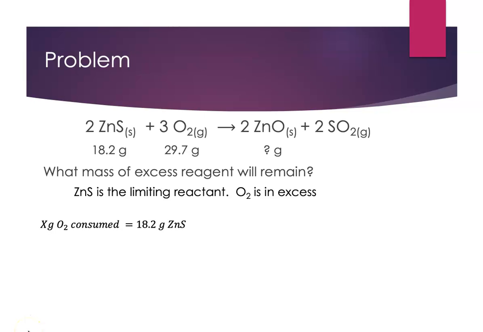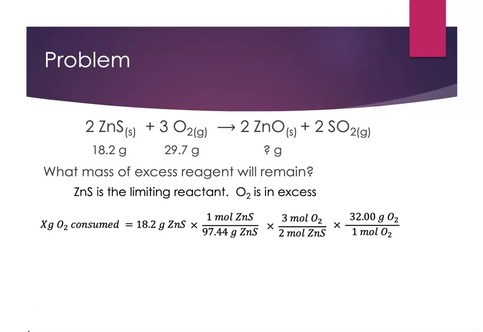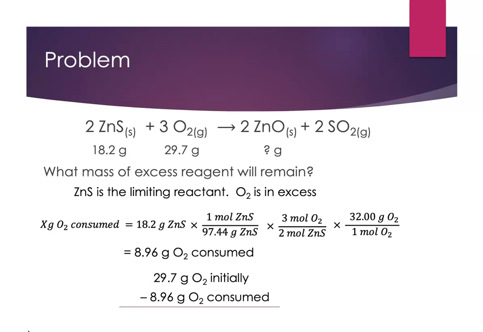So I'm going to convert my grams of zinc sulfide to moles. I'll use my mole to mole ratio to find moles of oxygen, and then I'll multiply by the molar mass of oxygen, and I get a mass of 8.96 grams of oxygen that were consumed. I started, though, with 29.7 grams. This does make sense. I didn't use all of my oxygen. We know oxygen was in excess, and in fact, I used only about a third of it. Since I started with 29.7 grams of oxygen initially, and I used 8.96 grams, I can say that 20.7 grams of oxygen will remain after the reaction is complete.